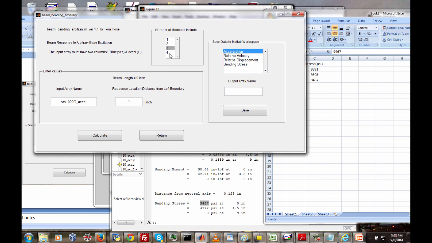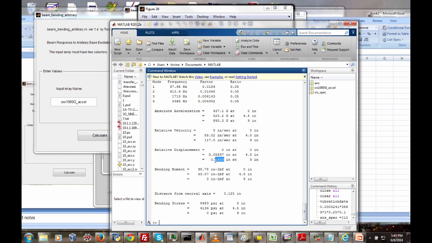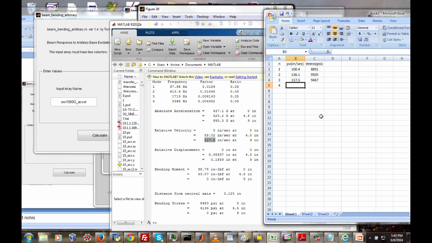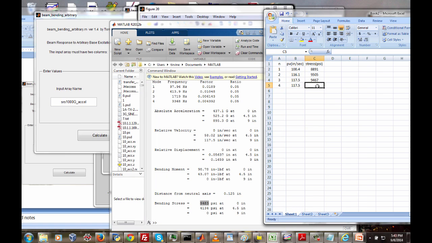And if we include 4 modes, the relative displacement and the relative velocity are, to the same number of significant digits, the same as if we only included 3 modes. And the bending stress is really remaining about constant. So this is just showing you what happens as we go through the various numbers of modes, including only one mode, the first and second, first, second, and third, and all 4 modes.